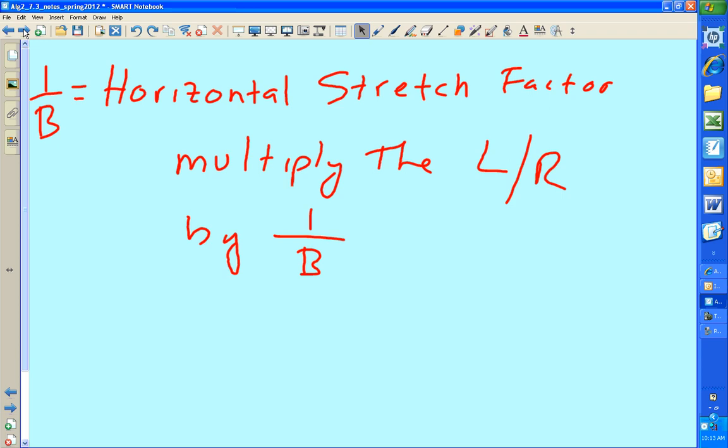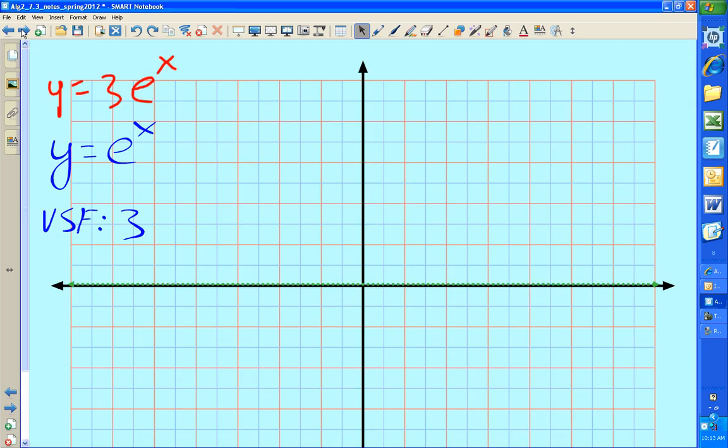Remember, 1 over b, not b, is the horizontal stretch factor. And you're going to multiply the left rights by 1 over b. Whatever comes after the word left or right, you're going to multiply it by 1 over b. That's your horizontal stretch factor. And it only impacts the lefts and the rights.